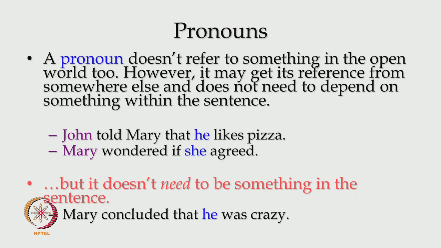Same thing is clear from the last sentence. Mohan concluded that he was crazy. I mean, if he refers to Mohan, then he doesn't need to conclude that. In other words, nobody needs to conclude that that person himself is crazy. Rather, even if you try very hard, you won't be able to conclude that, because nobody reaches that kind of conclusion. Anyway, I hope you understand what I mean.